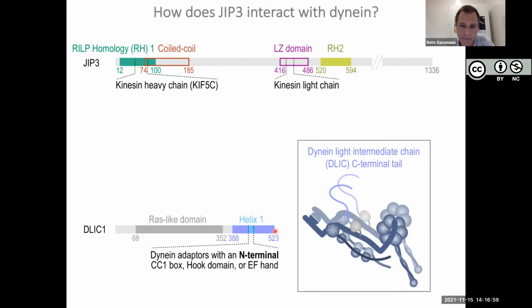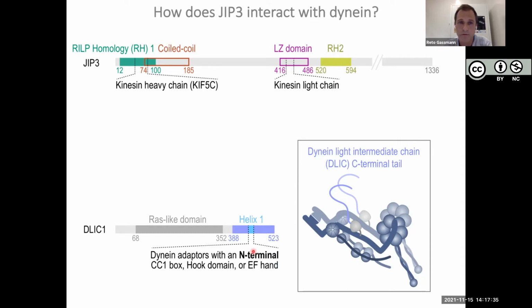And in this tail, there is a short helix, helix 1, and we and others have shown that this short helix binds to the N-terminus of various dynein adapters, which contain one of three folds, either a coiled coil motif called the CC1 box, a hook domain, or an EF hand. But JIP3 doesn't contain any of these folds. So we started by asking whether and how this helix 1 of dynein light intermediate chain interacts with JIP3.